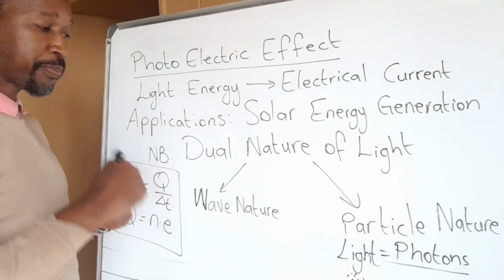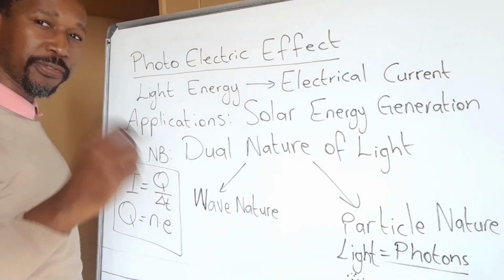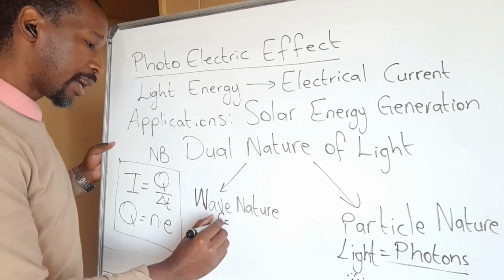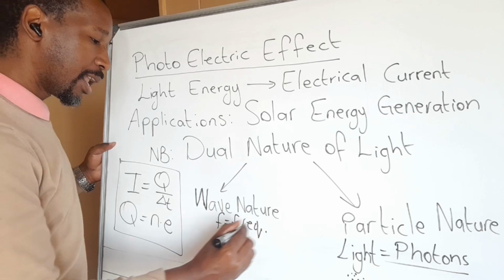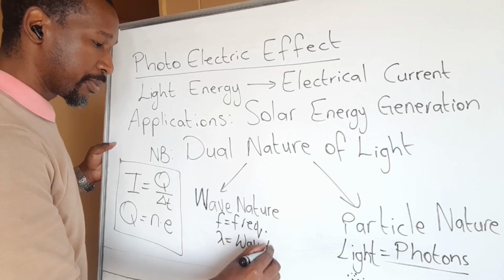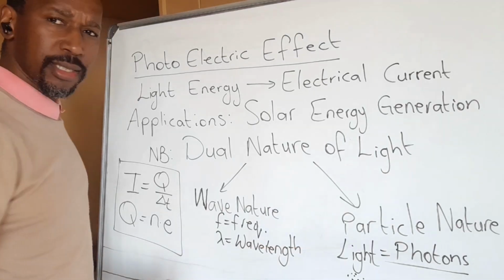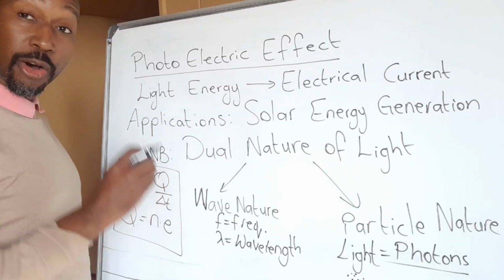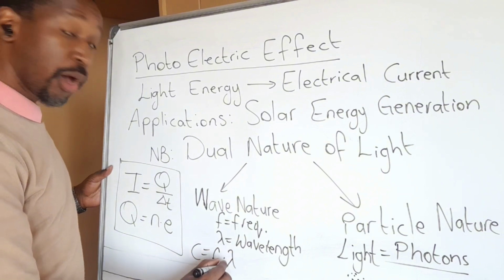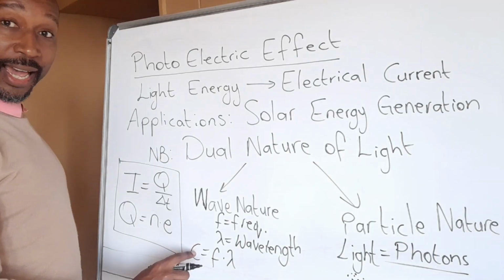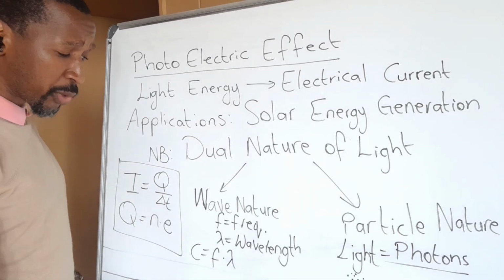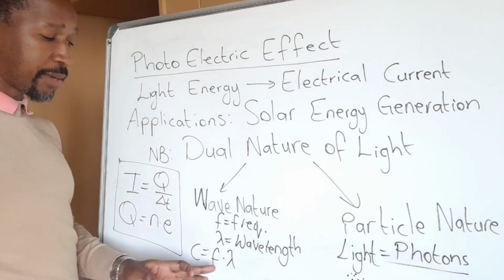But let's look at the wave nature, in the movement of light. Light has a frequency. Light has wavelength. We call this one wavelength. Now, since this is the wave nature of light, it means that we can utilize this formula here, where this is the speed of light, this is the frequency of the light, and this is the wavelength of the light, because we've seen that in any wave, this can be explained.